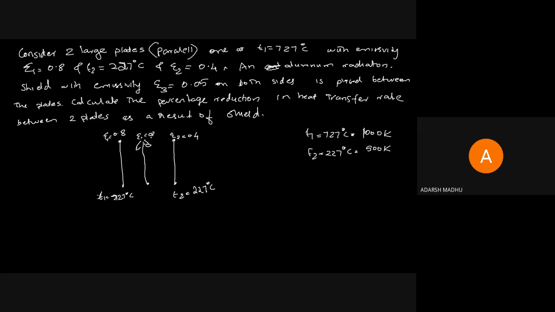So initially, find out the value of Q12 without radiation shield. That is per area. The area value is not given, so you want to find the value with respect to area equal to 1. So Q12 equals sigma into T1 raised to 4 minus T2 raised to 4, divided by 1 by epsilon 1 plus 1 by epsilon 2 minus 1, without radiation shield. If there is no radiation shield, you must find the value of this Q12. Just find it out.